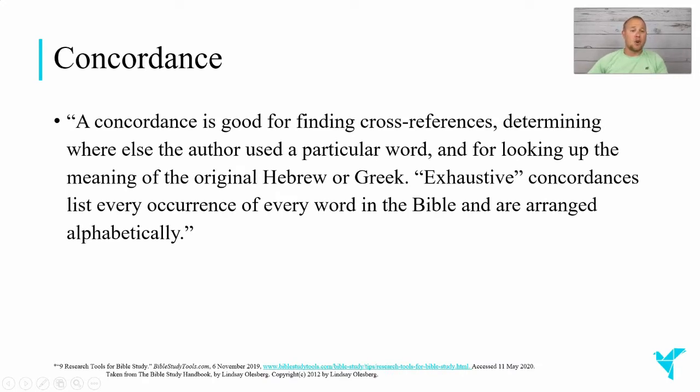Second tool is a concordance. A concordance is good for finding cross references, determining where else the author used a particular word, and for looking up the meaning of the original Hebrew or Greek. Exhaustive concordances list every occurrence of every word in the Bible and are arranged alphabetically. So probably the most popular concordance is the Strong's Concordance. What that does is it basically assigns a number to each of the Hebrew and Greek words. And then it gives you a listing of where you can find all of those words, and a little bit of a definition of what that word means.